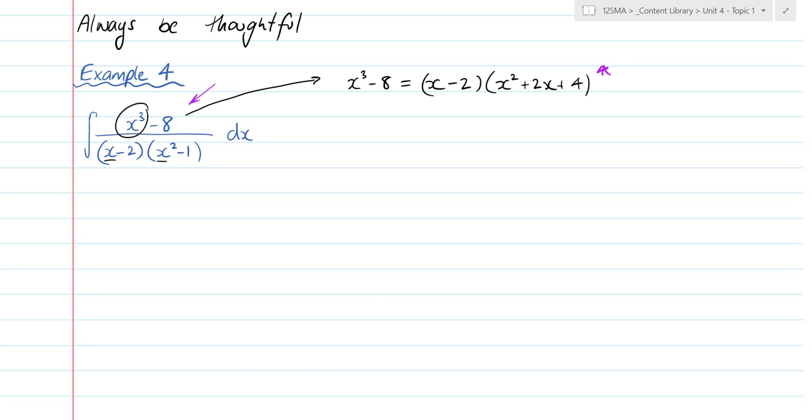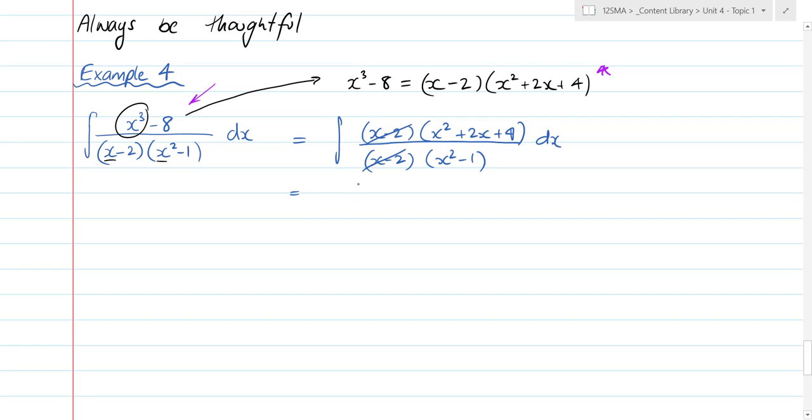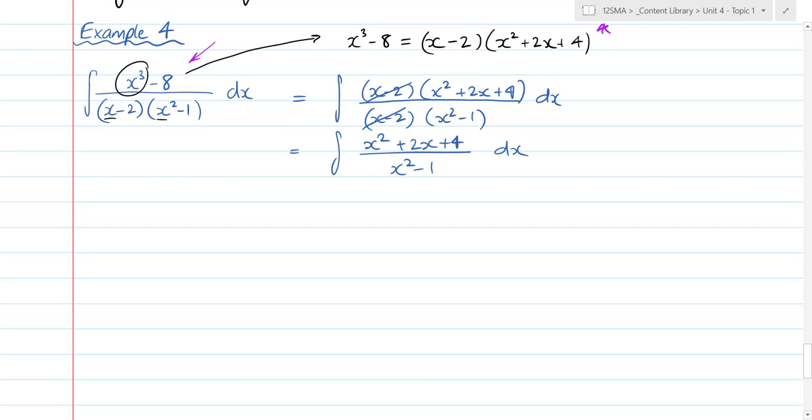So what I can do now is write this as the integral of x minus 2, x squared plus 2x plus 4, all over x minus 2, x squared minus 1, and these now cancel out. And I'm left with this, x squared... I'll do the actual line of working, but you could maybe skip a line of working there. This is x squared minus 1. I can factorise x squared minus 1, but I'm not going to do that just yet. I've had a look at x squared plus 2x plus 4, and that doesn't factorise.